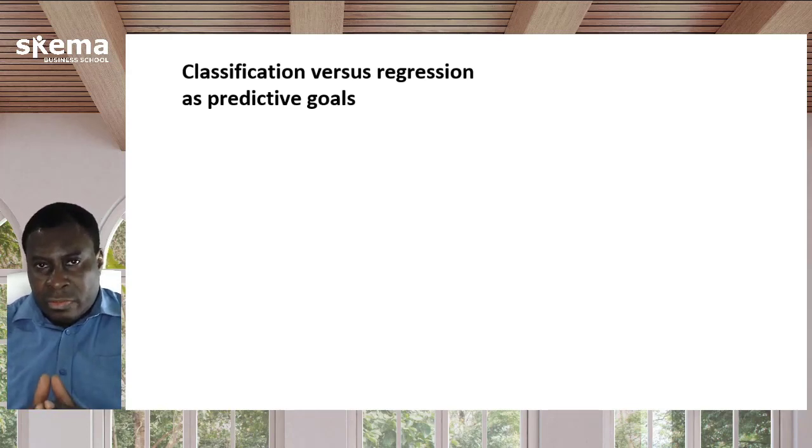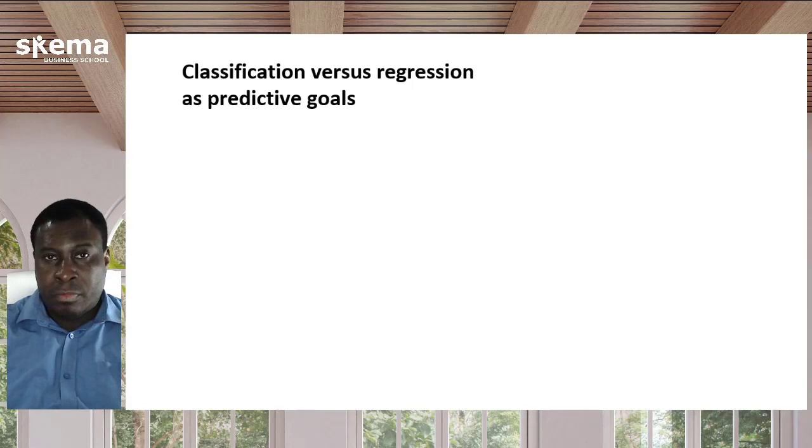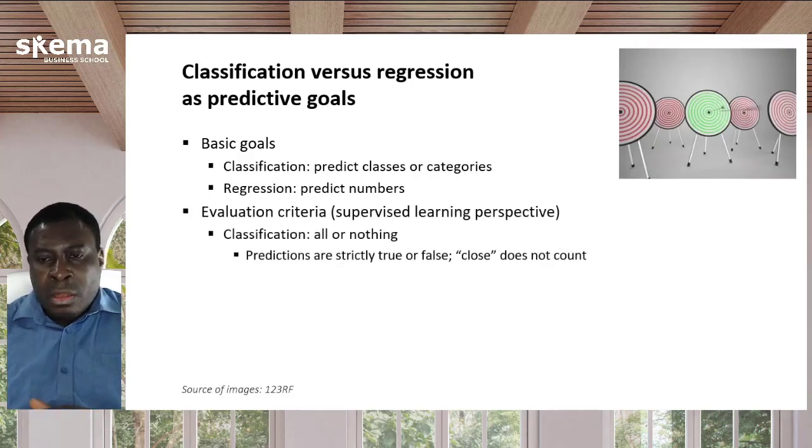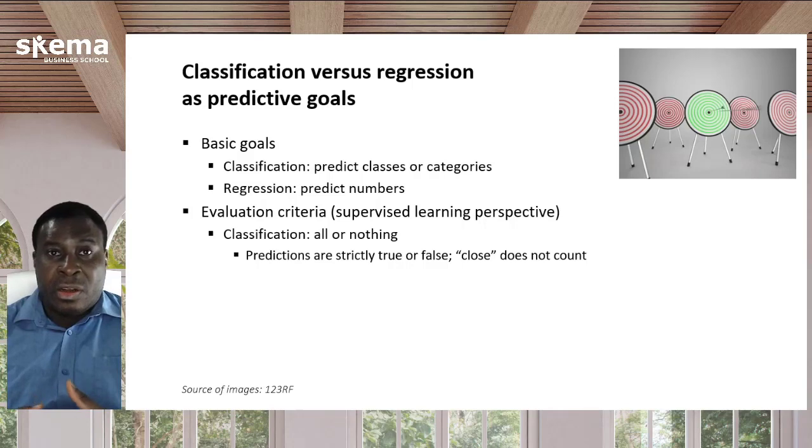I'd like to further clarify the distinction between classification and regression as predictive goals. So first, the basic goal of classification is to predict classes or categories, whereas the goal of regression is to predict numbers. But it's a little bit more than that. When we look at the evaluation criteria of what is a good classification model or a good predictive model, classification really looks at all or nothing. Have you successfully predicted the category or not?